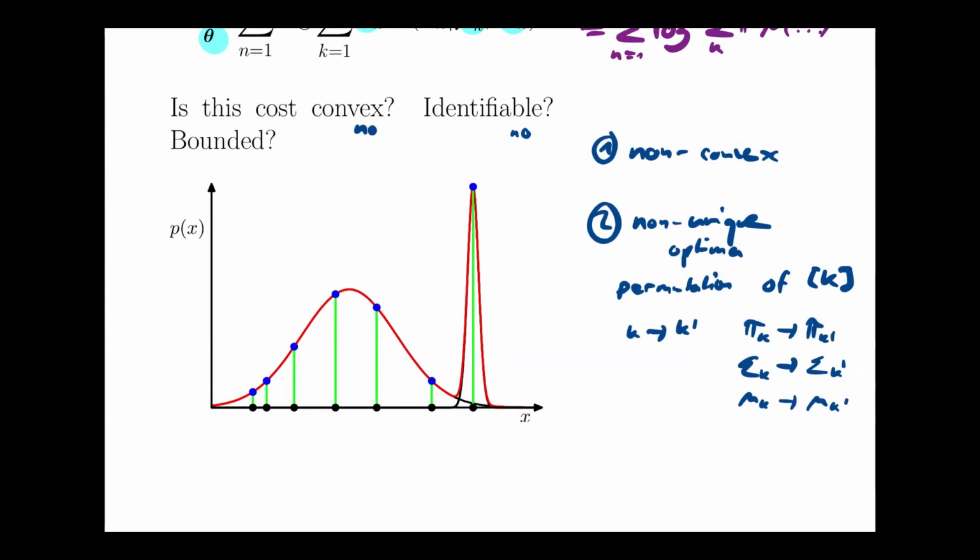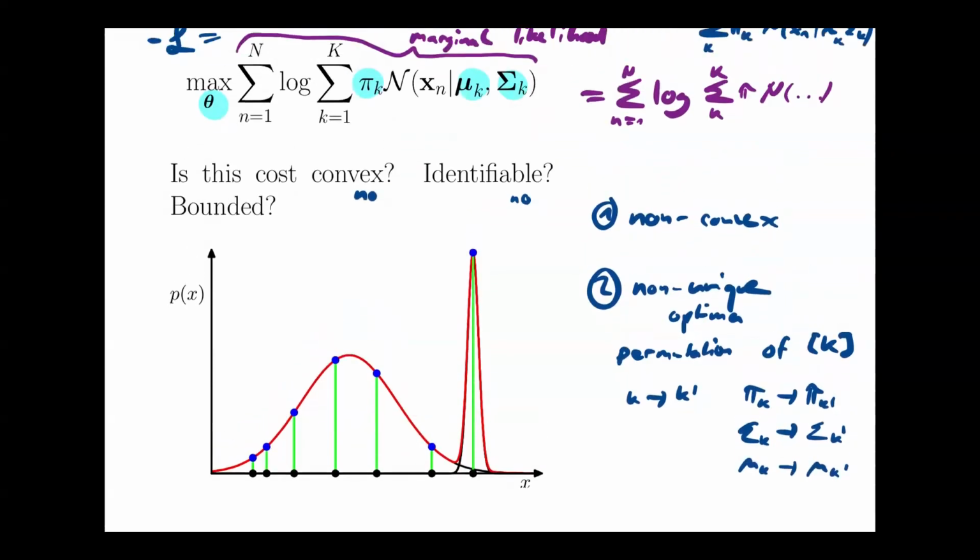But the point is, of course, switching the names of the groups does not change the value here, right? Whatever objective value you had in the current group k will now be switched to the group k prime. So it sums up to the same thing. So any permutation will lead to the same value.